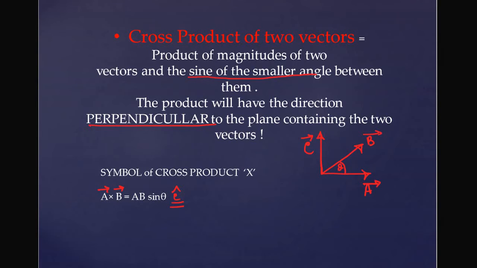Okay, so this is the first understanding of cross product. Product of magnitudes of two vectors and the sine of the smaller angle between them, and the direction of the resultant vector will be perpendicular to the plane containing these two vectors, not to the vectors themselves. It will be perpendicular to the plane where A and B are contained. So this is cross product of two vectors.